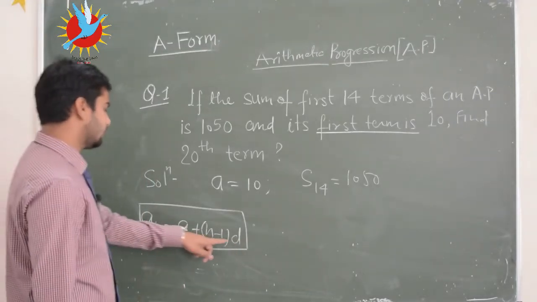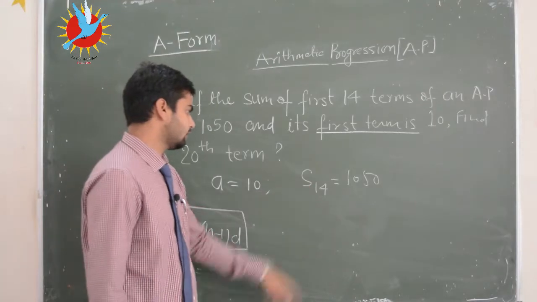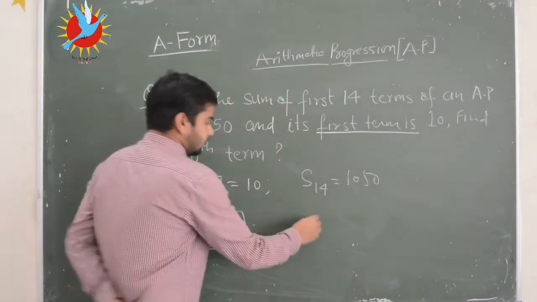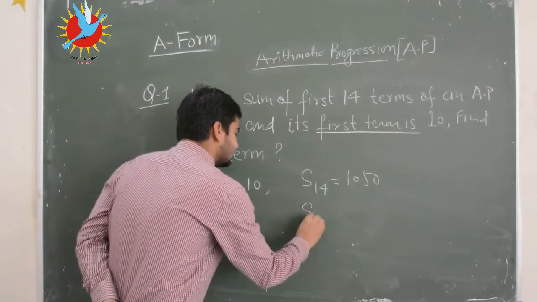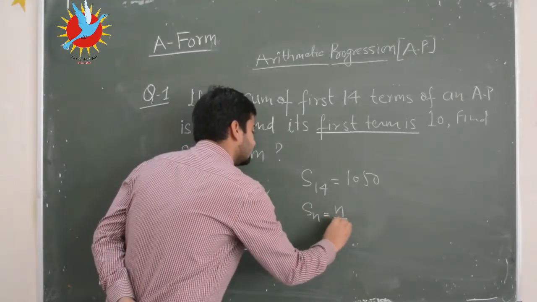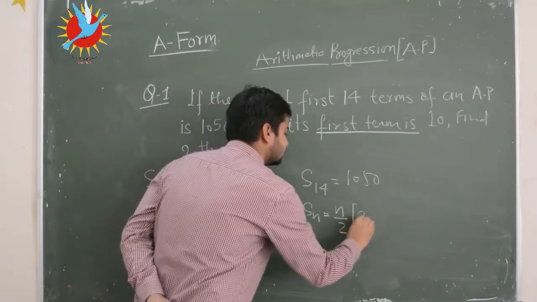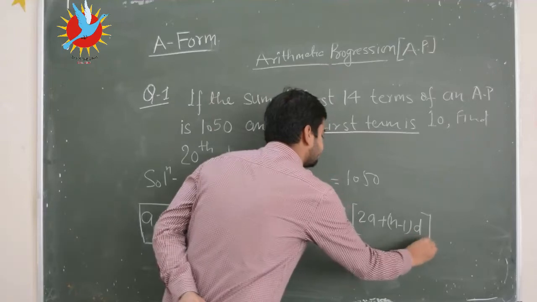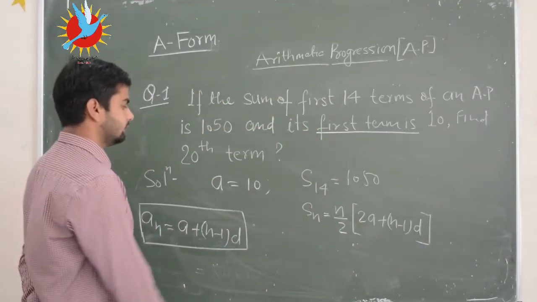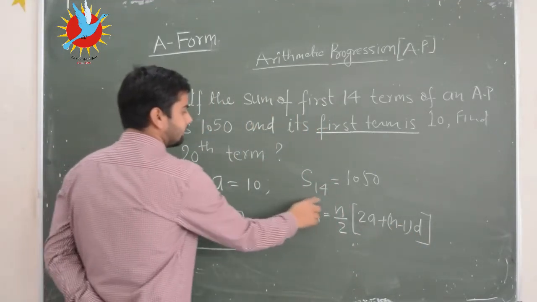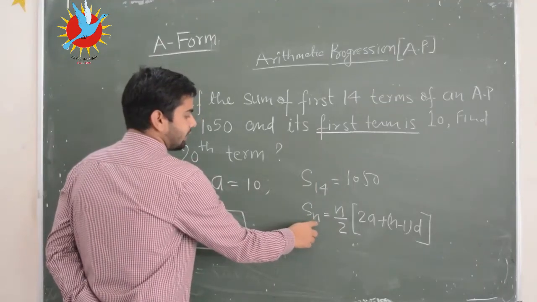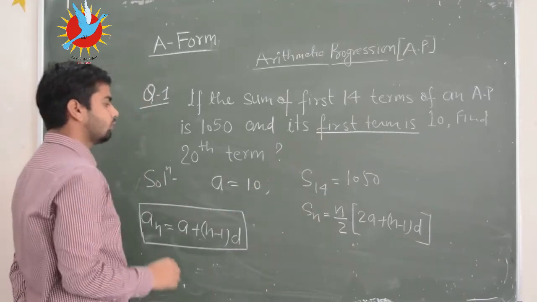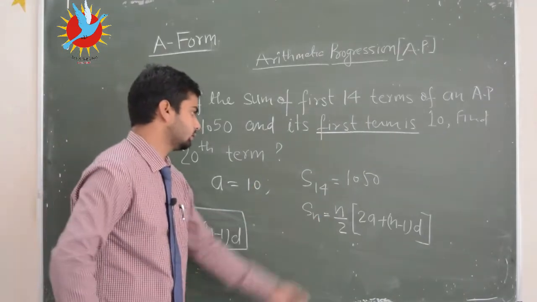And we will calculate d by this formula, S14 equal to 1050. So we know the sum of n terms, Sn, can be written by this formula: n by 2 into (2a plus (n minus 1) into d). Put the values in place of Sn. Here we have S14, that is, the value of n is 14 and the value of a is 10. So put the values of the known numbers here.